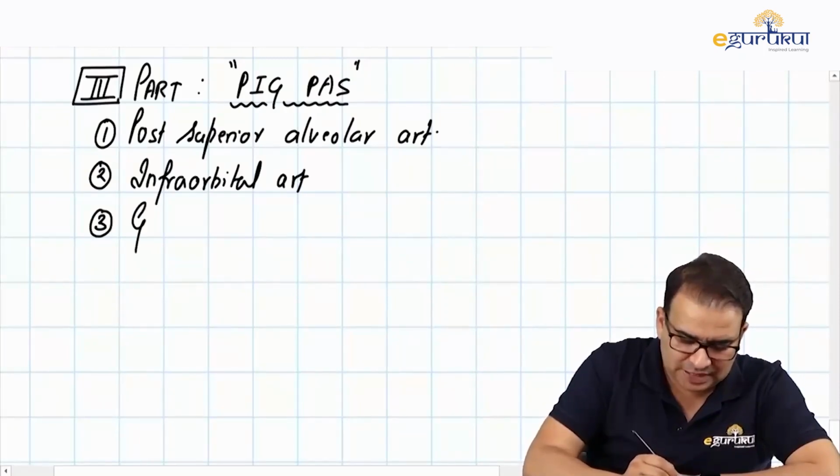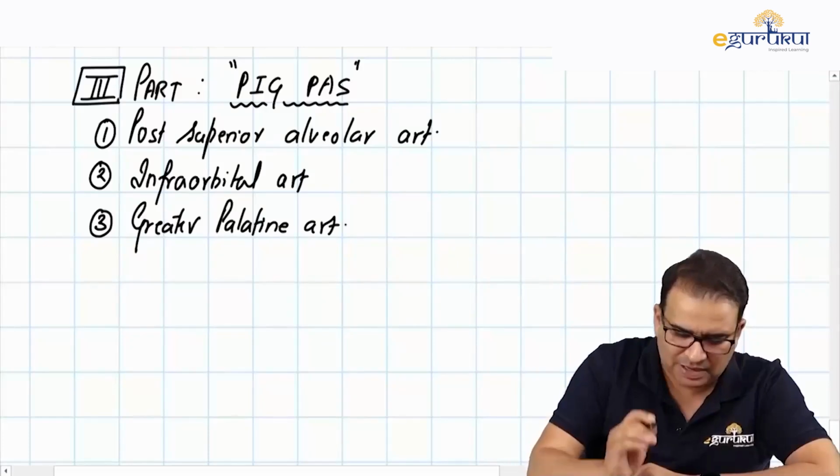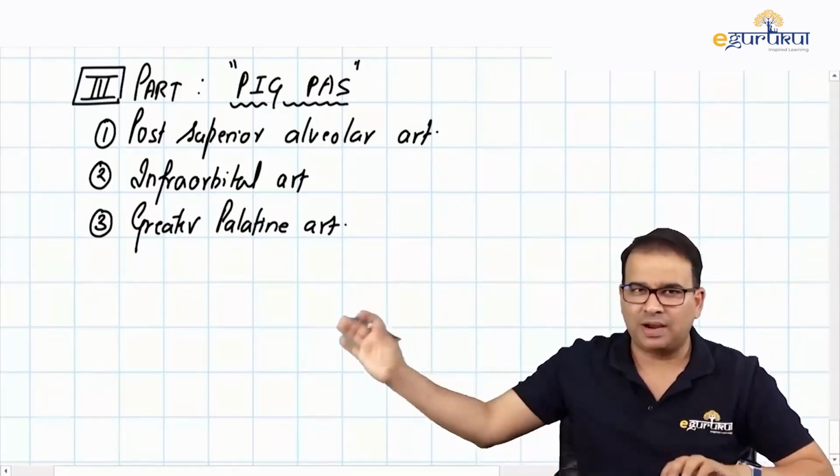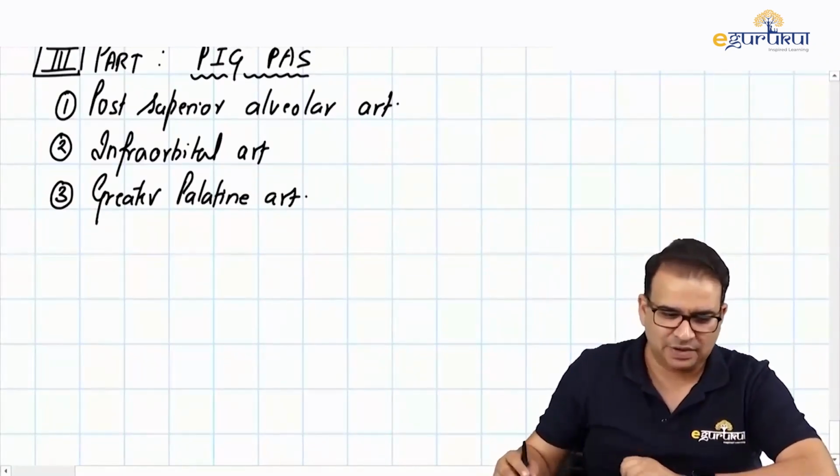G stands for greater palatine artery. Now let me tell you a bit more about greater palatine artery before I write the rest of the branches. Guys, what is this greater palatine artery? What's the speciality of the greater palatine?